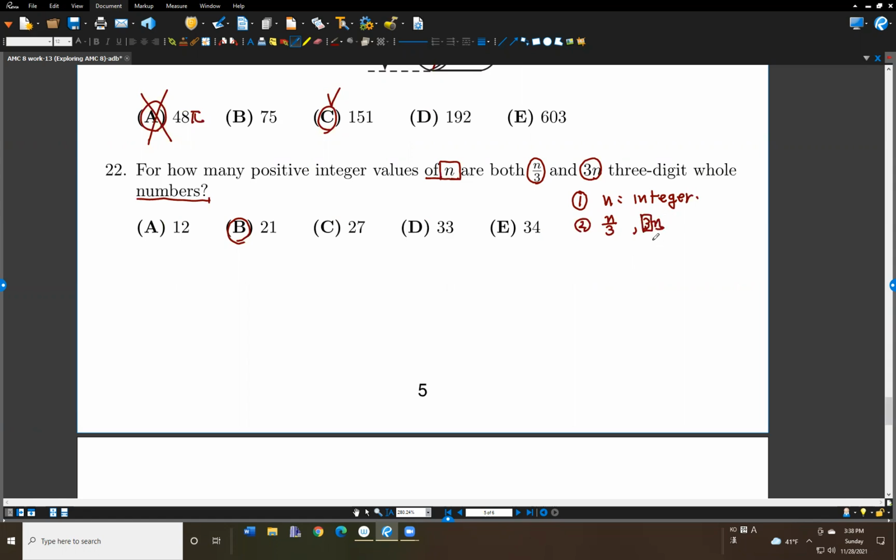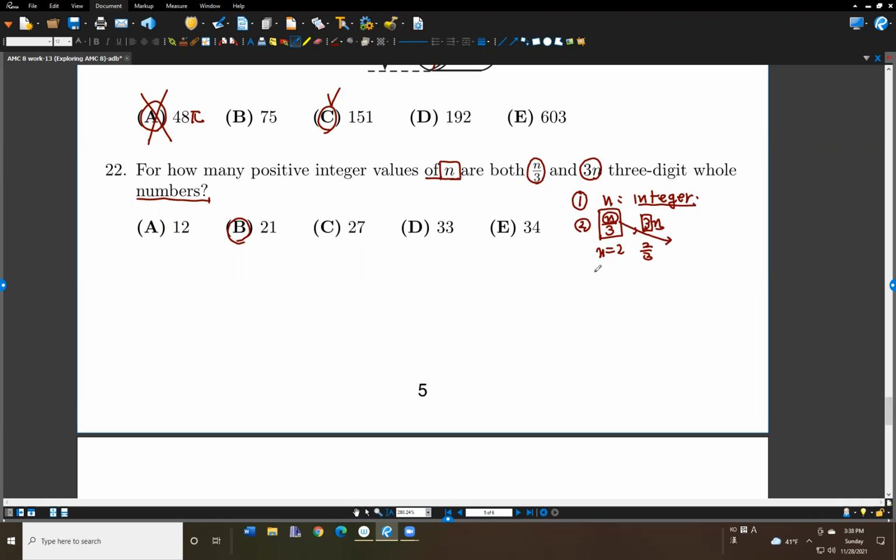This is no problem. But over here, even though n is an integer, n over 3 is not always an integer for any value of n. If n is 2, then 2 over 3 is not an integer. But we know that this number n should be a multiple of 3, right?